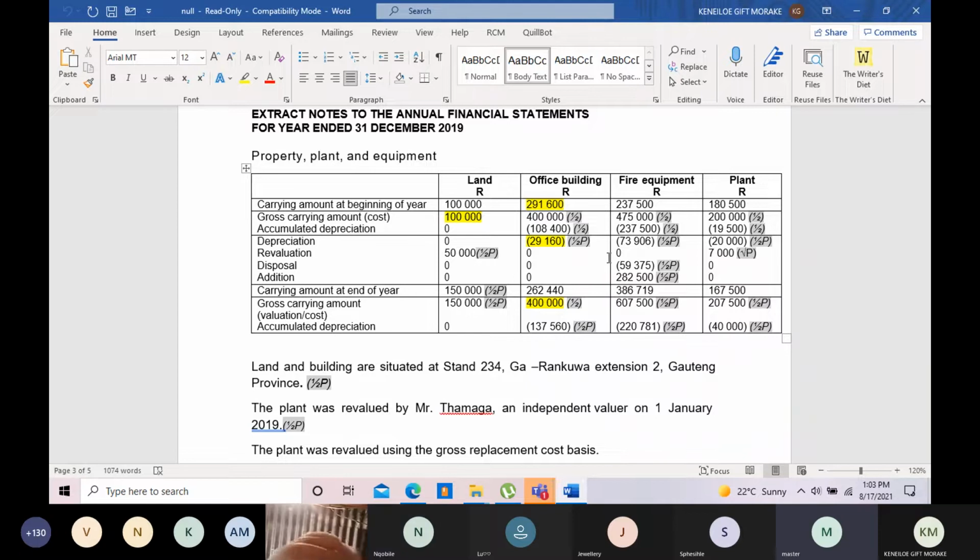Now, I hope we are done with the office building. Can we move on to the fire equipment? But there's this thing now. For you to get the carrying amount at the end, you say 400,000 minus 137,560. You're going to get how much? 262,440. Gross amount minus accumulated depreciation, the carrying amount at the end. Right. So let's continue with the fire equipment.